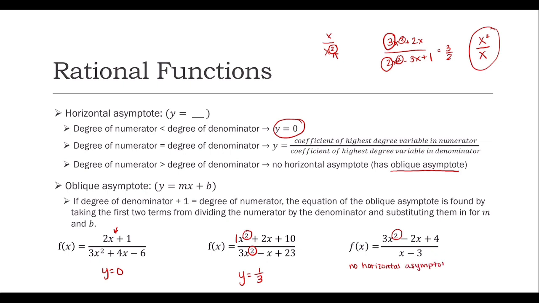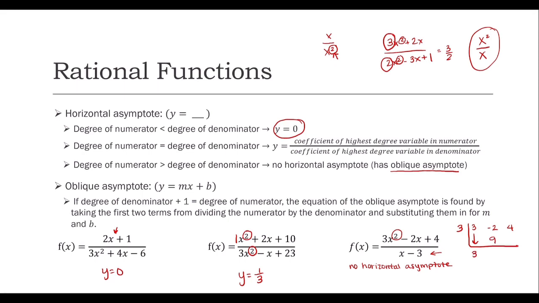But we can find our oblique asymptote by taking 3x squared minus 2x plus 4 divided by x minus 3. So we'll use synthetic division. We have our 3, -2, and 4. Our 0 of the denominator is positive 3, so we'll put a 3 here. Bring down this 3. 3 times 3 is 9. -2 plus 9 is 7. 7 times 3 is 21. 21 plus 4 is 25.